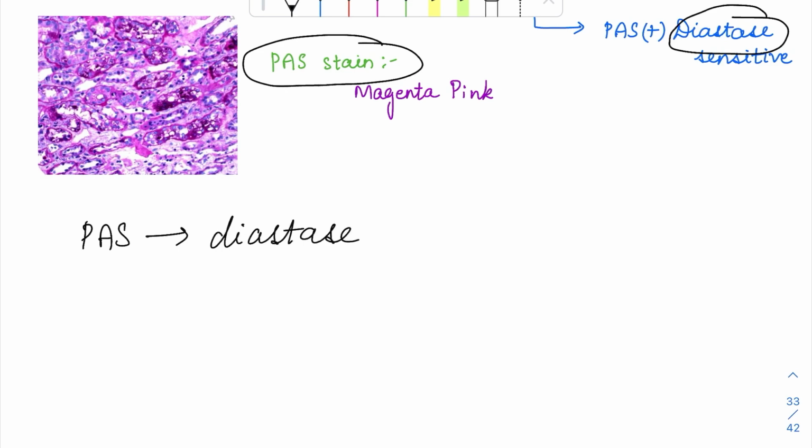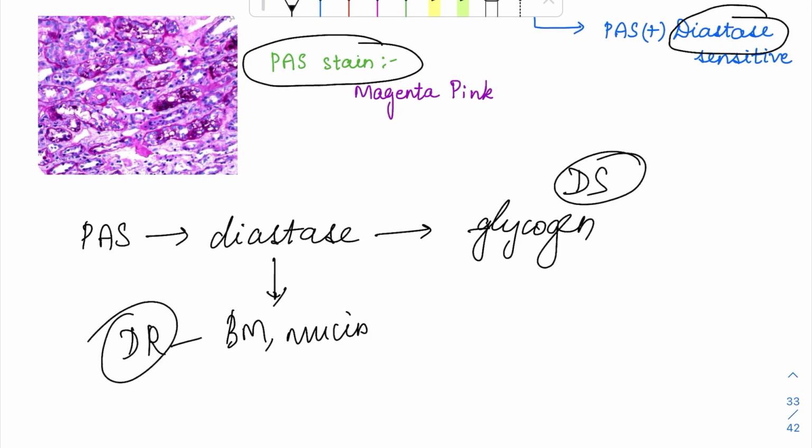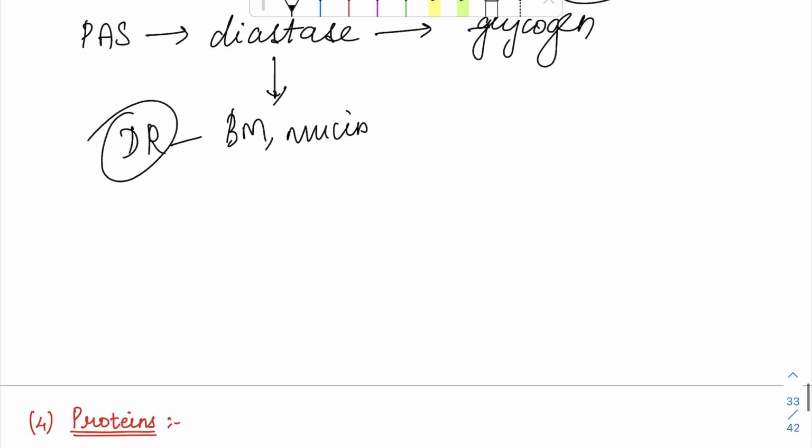With diastase, glycogen is going to be lost, only glycogen. So the rest, mucin, basement membrane, and fungal organisms, are all going to be diastase resistant. Diastase is an enzyme, we can see it in the saliva, so we use saliva during this staining process.